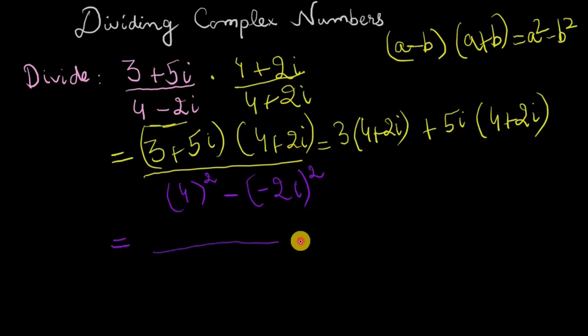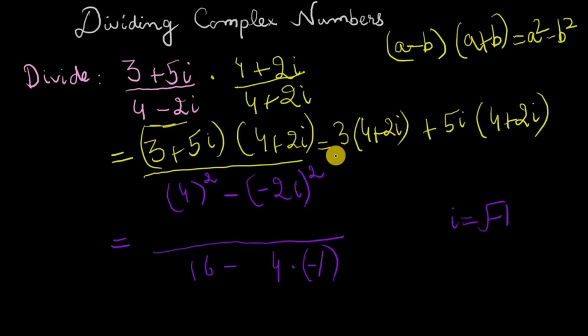Let's actually figure out the denominator first. We're going to have 4 squared is 16, and then the negative, and then a negative 2i squared. What's the square of a negative 2? That's going to be 4 times what's the square of i? As we've learned, that's a negative 1, because by definition i is equal to the square root of negative 1. And as you can see, there's no longer an i in the denominator, and we have a real number, and that's going to be really helpful.